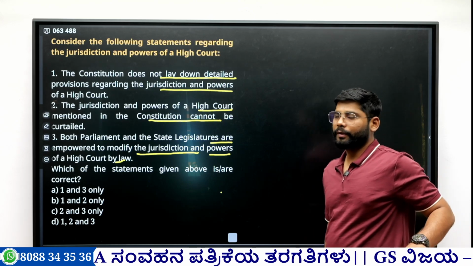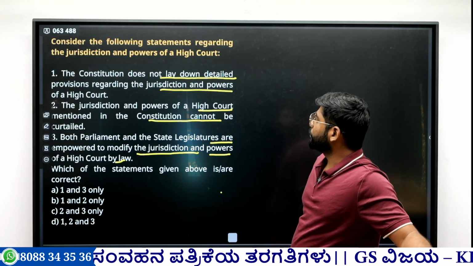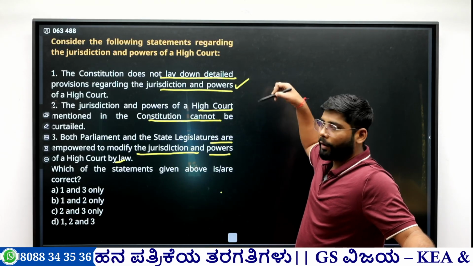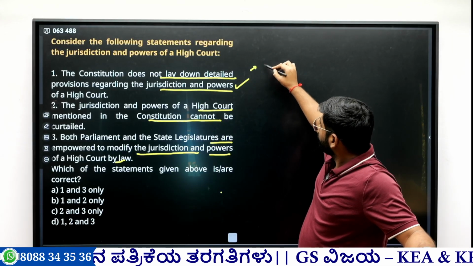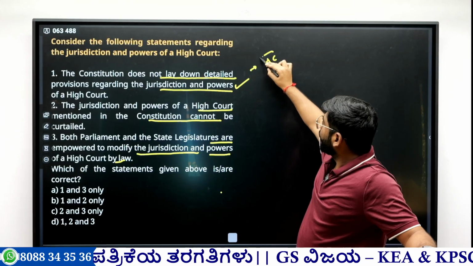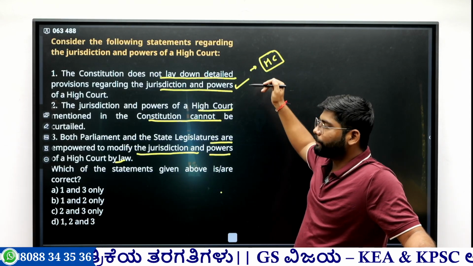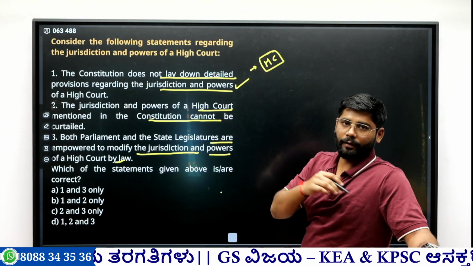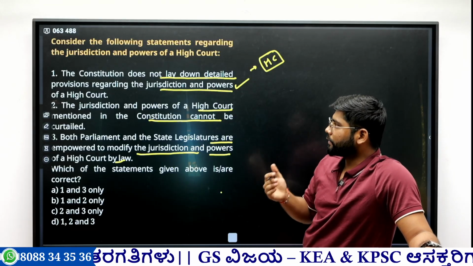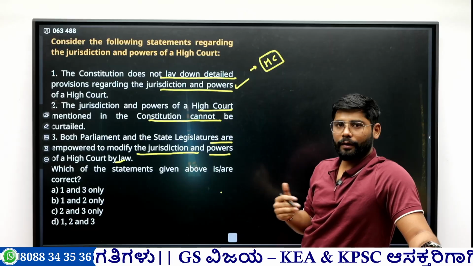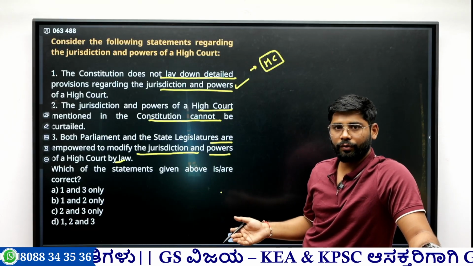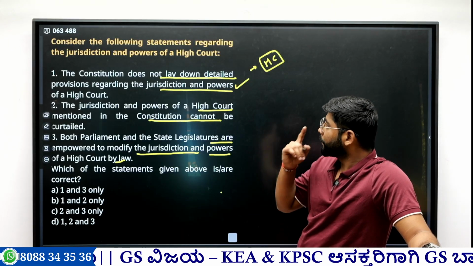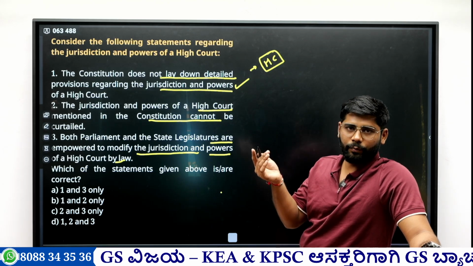Okay, first statement, the Constitution does not lay down detailed provision regarding jurisdiction and power of High Court. Yes, it is correct. What the Constitution says is that the High Courts of the state will have the same power and jurisdiction that they had in the colonial time. They just succeeded to the same power and jurisdiction which they enjoyed during the colonial time. So it is not laid down in detail like it did for the Supreme Court.